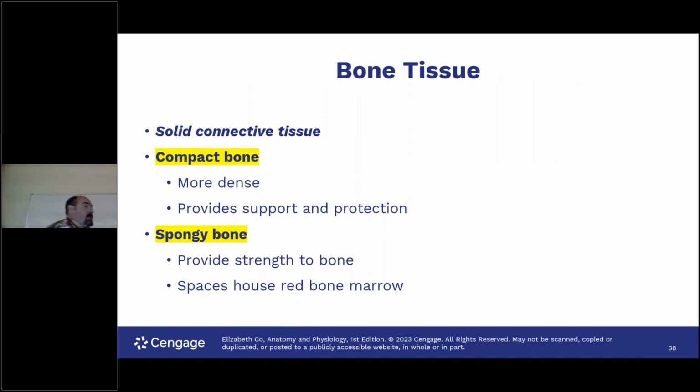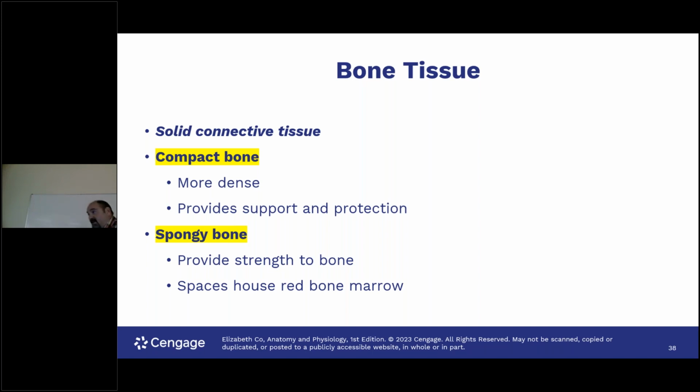Types of bone, compact and spongy bone. Compact bone, we know what that looks like. It's comprised of osteons, right? That's the functional unit, structural unit of compact bone, the osteon. We'll look at that in a moment.